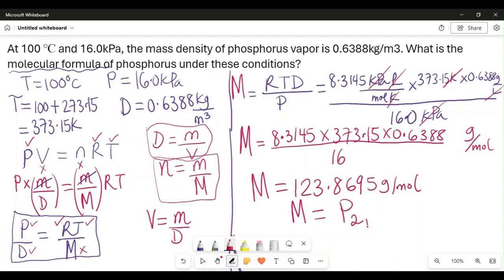It could be 2, it could be 3, it could be 50, it could be more, because we're dealing with the molecular formula. So there has to be at least 2 atoms of phosphorus. Therefore, since we've solved for the molecular mass, we now have to go to our periodic table and find the atomic mass. So here we have molecular mass, let's call it mm now, and you have atomic mass. So go find in your periodic table the atomic mass of phosphorus.